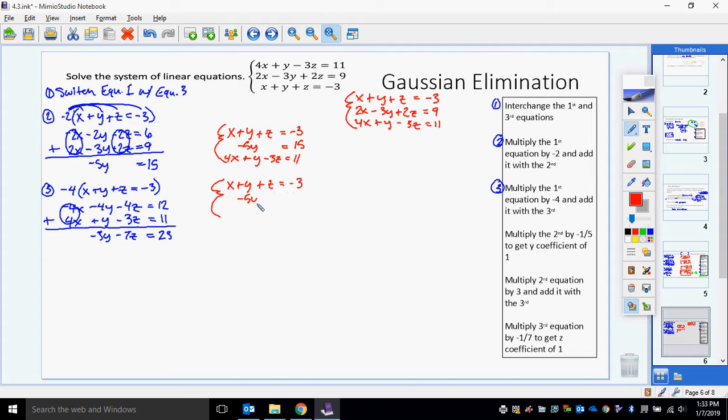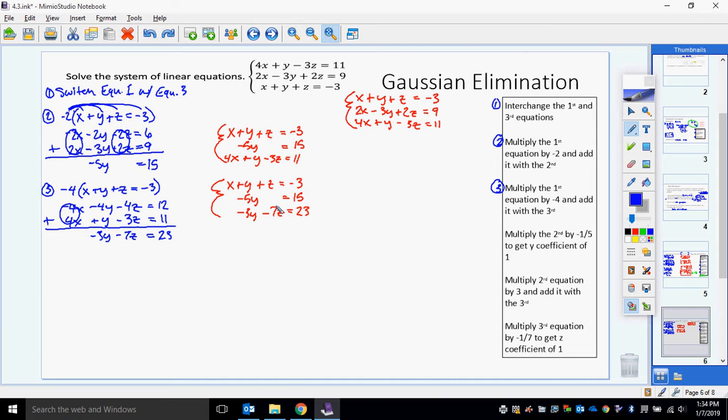Equation 2. And equation 3 is now negative 3y minus 7z equals 23. Okay. One thing I need to do: I need this y value gone, and I need this y value to be 1, right? To be in row echelon form, the bottom equation can't have a y, and the second equation has to have a leading coefficient of 1.